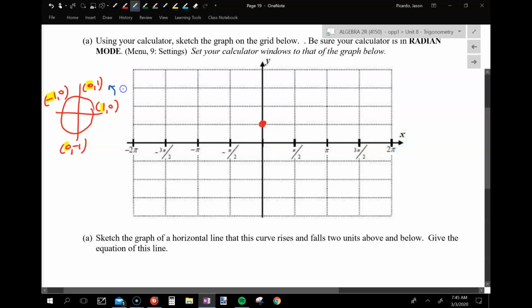Now let's work our way around this circle. What's the next x value? The next x value? 0. And then the next x value? -1. And then the next x value? 0. And then the next one? Back to 1, right?